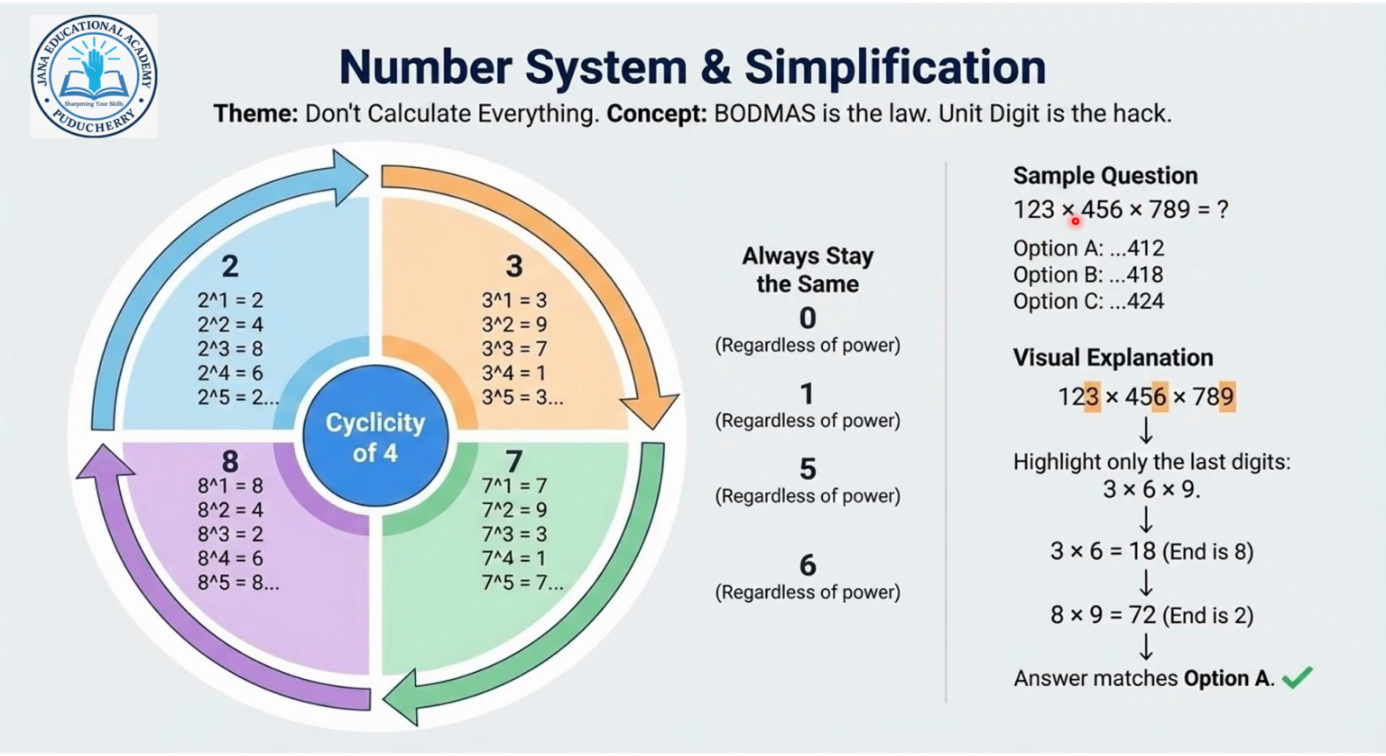Here let's see the sample question. First one, 1 2 3 4 5 6 7 8 9, all three are in the product. Actually it is very difficult to solve by taking multiplication. For that we have one simple method. What is that simple method?